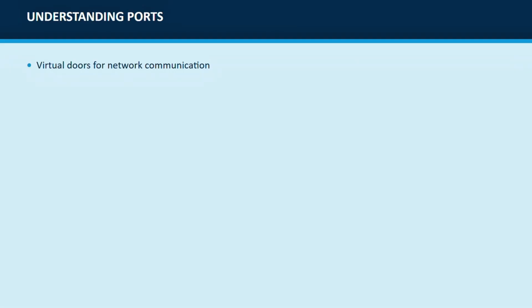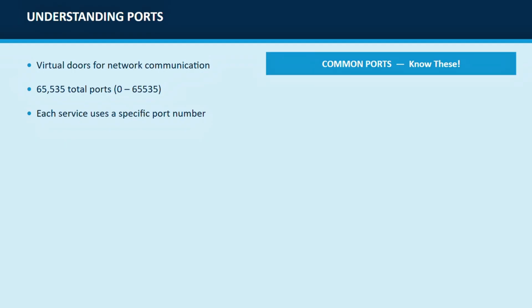Now let's understand ports. Ports are virtual doors for network communication, and there are 65,535 total ports, numbered from 0 to 65,535, and each service uses specific ports. Now let's consider the common ports. Here are some of the common ones you need to know.